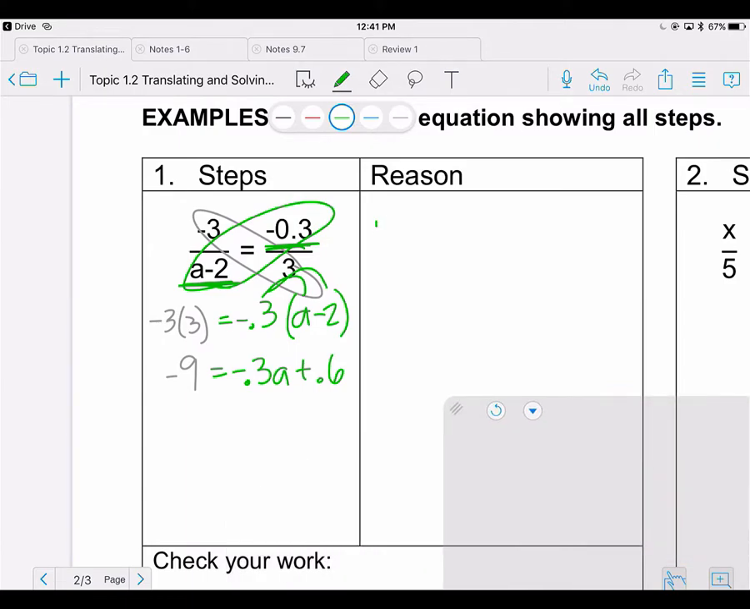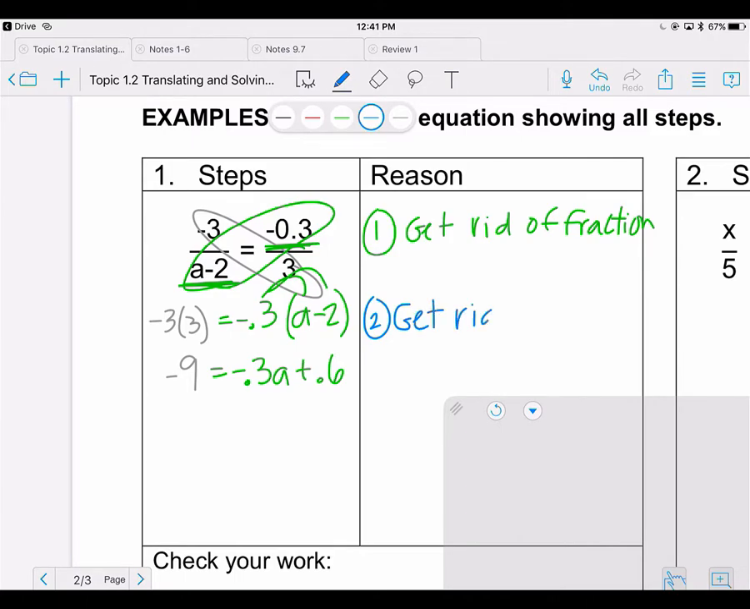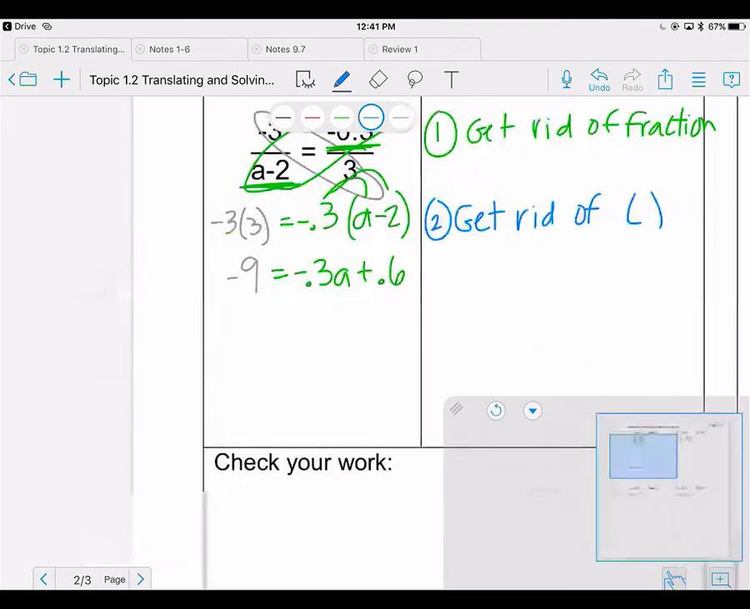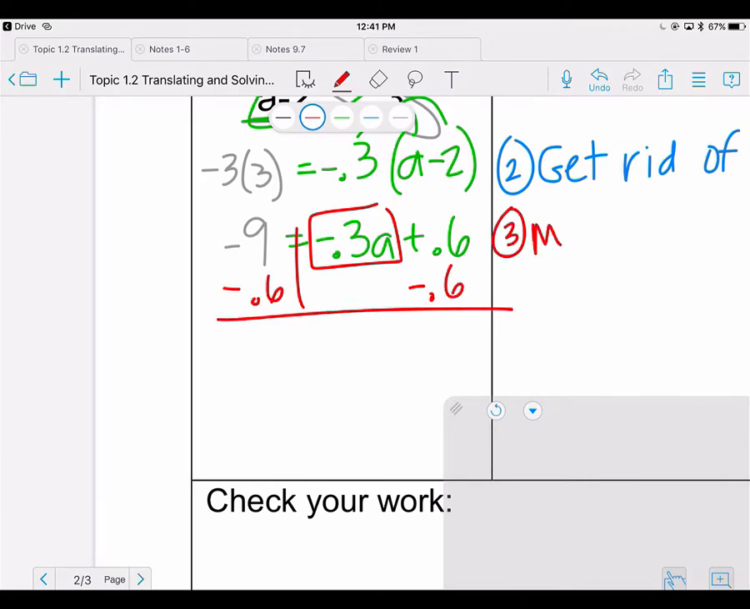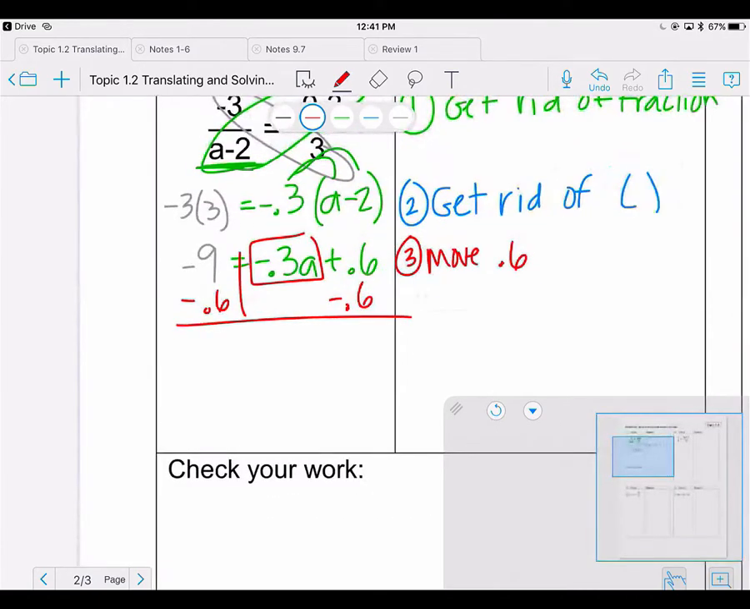So the reason we're doing this is because we need to get rid of fractions. And then step 2, we need to get rid of our parentheses. So we distribute. Step 3, we box and move whatever is outside of the box. So 0.6 is outside the box. We do the opposite step. And our reason is we have to move 0.6 to the other side.